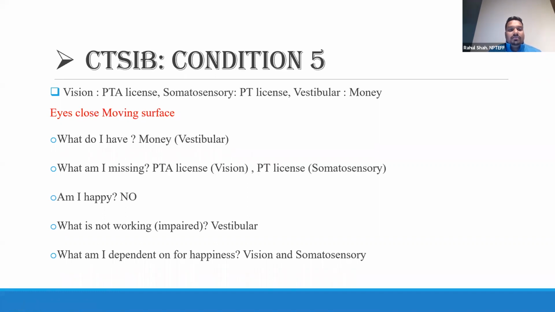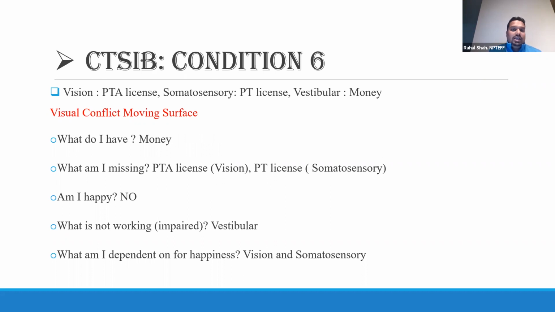Now coming to condition 5, like I said, we always have money, but in the previous conditions, why we don't include vestibular is maybe that comes in later on. So the first thing that you're going to be dependent on is going to be your vision and somatosensory. Now, in the fifth condition, you have eyes closed and moving surface. So eyes closed and moving surface, that means you are missing both your vision and your somatosensory. So in this condition, you are going to be testing your vestibular system. If you lose balance, that means your vestibular system is impaired. And what are you dependent on? Your vision and somatosensory.